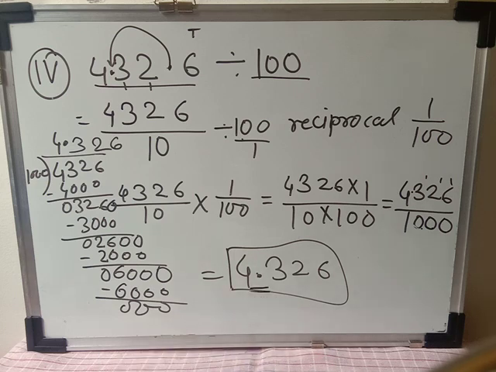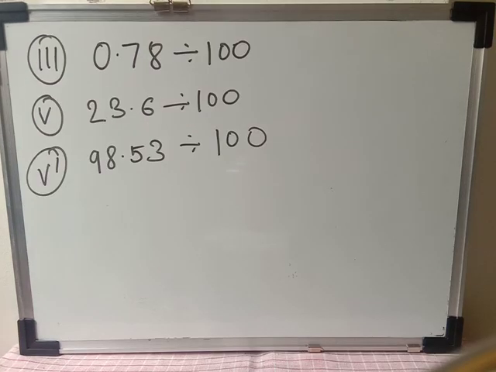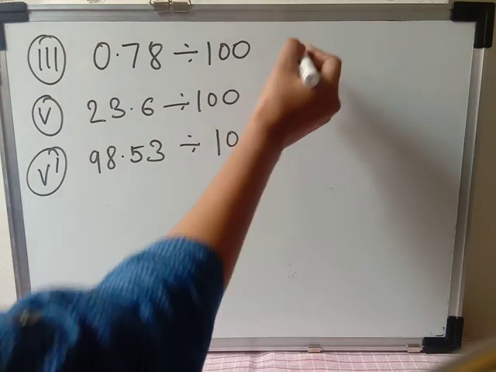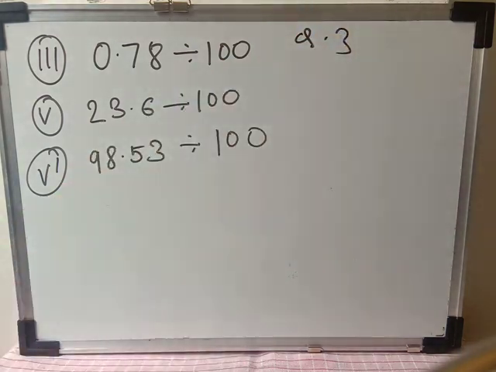Okay, so here I have solved the 3 examples. The rest of the 3 examples you have to solve as homework. So these 3 examples from question number 3 you have to solve as homework. Okay, now let's solve question number 4, where we have to divide the decimal number with the thousand. The same way we have to go.